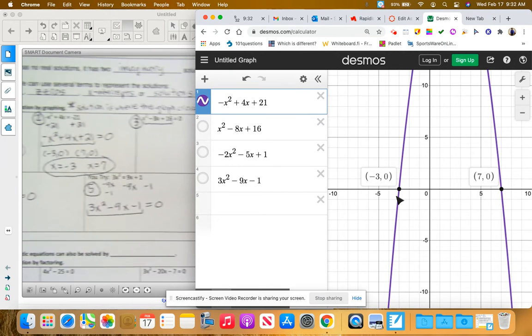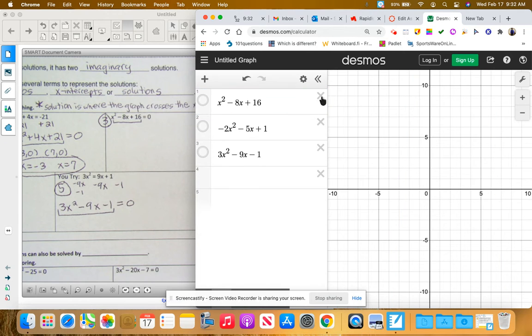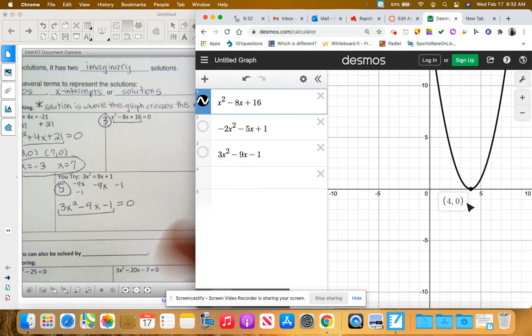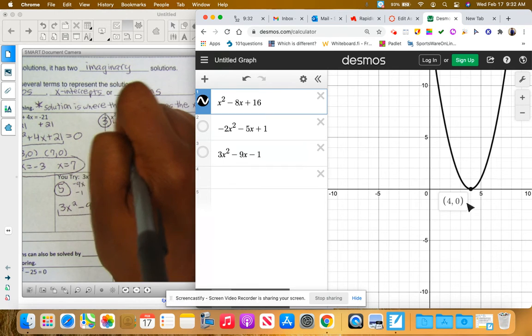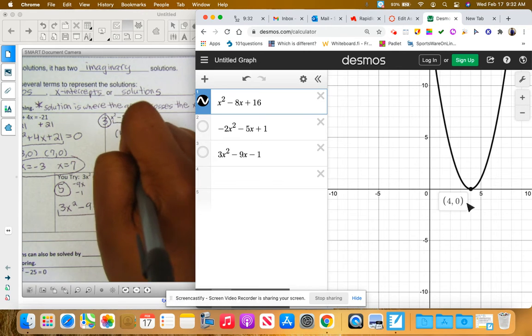All right, moving on. Number 3. So let me get rid of this one. So number 3, we type in Desmos x squared minus 8x plus 16. Use your pointer key to hover over the x-axis where it's going to pop up. And there we have it. So we have 1 point. So this is 4, 0. So our solution is x equals 4.